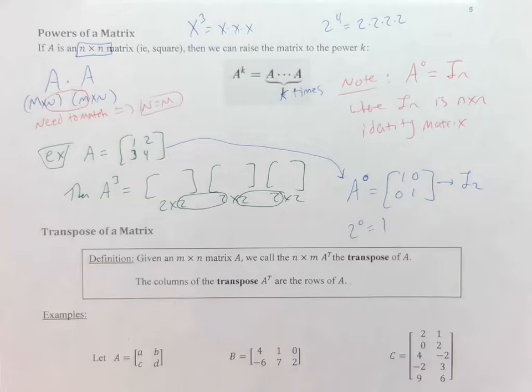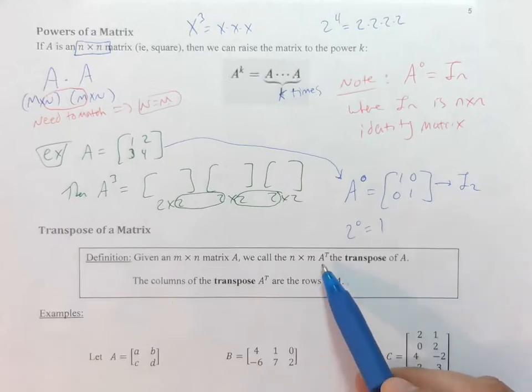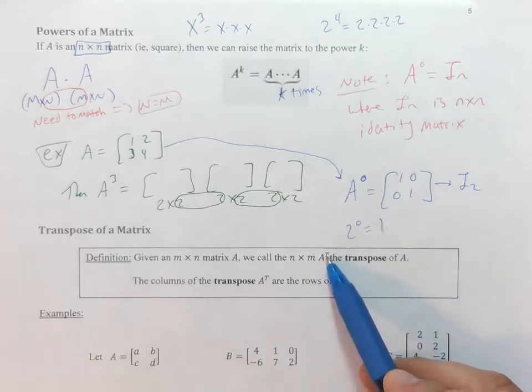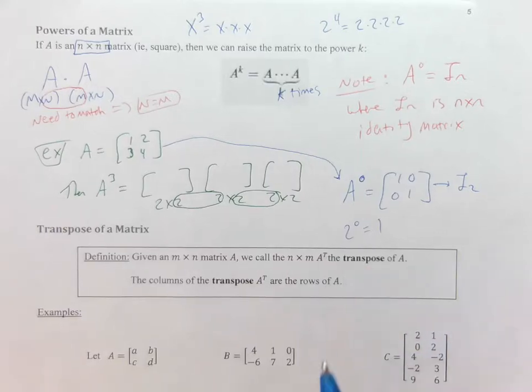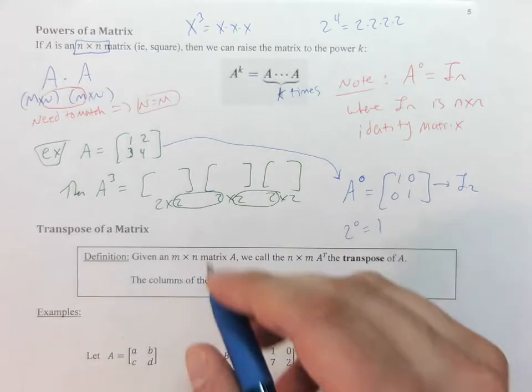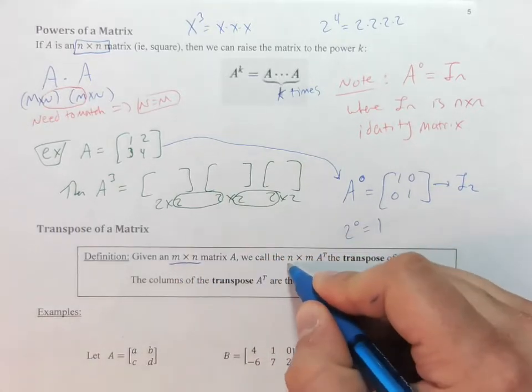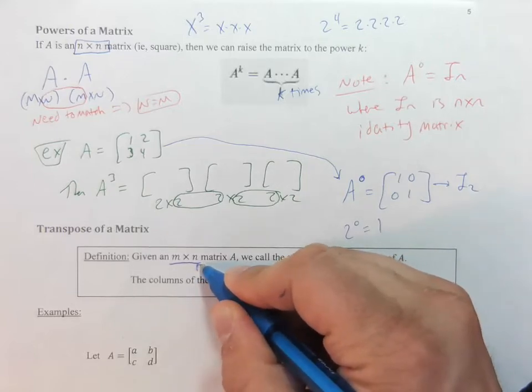Okay, great, so that's how we think about powers. Let's talk about the transpose. So the transpose of a matrix, which is denoted by A raised to the power of T, and it's not a power, it's just a T in the exponent. But anyway, given a possibly not square matrix, m by n, we call the n by m, so notice that this m by n switched to n by m, right? So the dimensions switch.